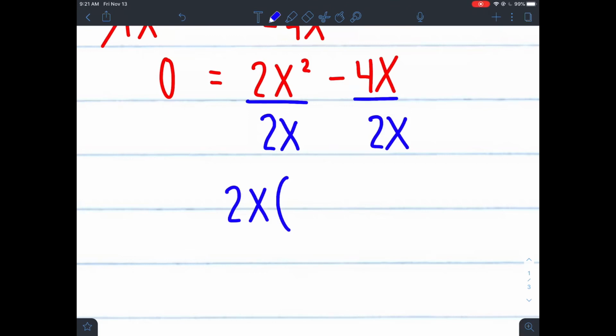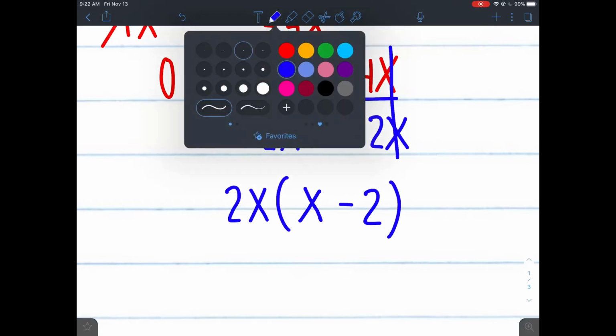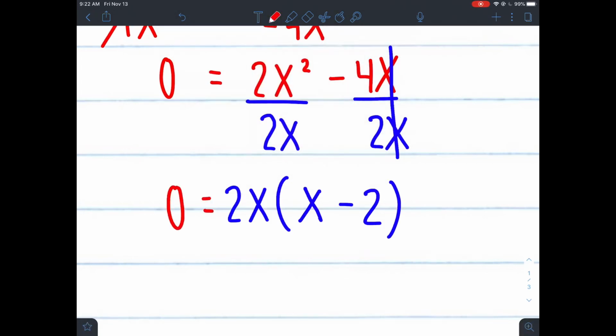2 divided by 2 is 1, and then x squared divided by x is going to leave me with a single x. If I have 2 x's and I take away an x, I have 1 x left. And then I have negative 4 divided by 2, which is going to give me negative 2. And then my x's actually cancel each other out here. And then I close my parentheses. But again, you still have that 0 equals at the front or back, wherever you put it.